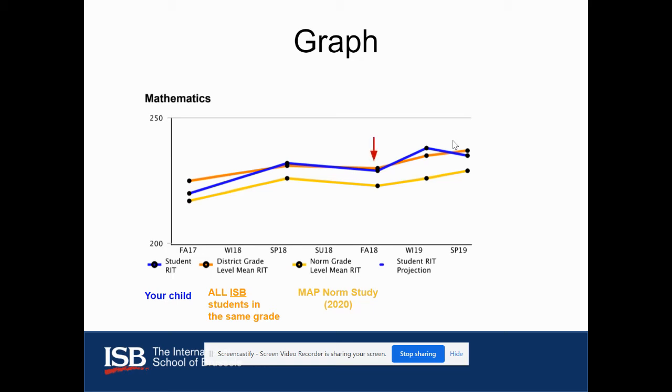You see the dip here in this child's score. What's most important is the trend over time. So as you can see with this student, there's an apparent dip in the fall of 2018, but between fall of 2017 and spring of 2019, the student has made steady growth overall.